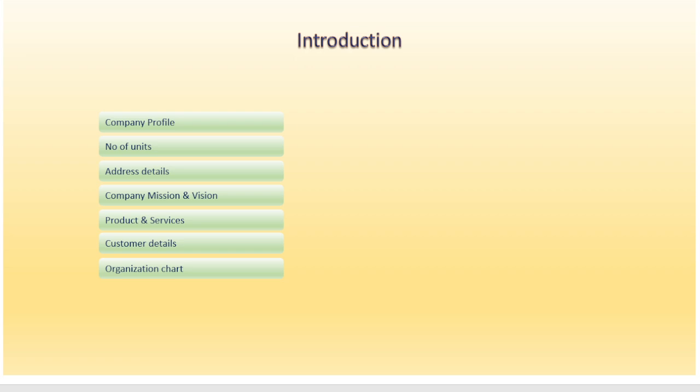Then of course the next page is the introduction. On the introduction page you can elaborate on the company profile, then the number of units. If you have 2 to 3 units, then you can mention that, along with address details of all the units. Then regarding company mission and vision, your top management has a vision about your company growth. Then details about your products and services, customer details also you can include, and finally the organization chart you can add in the introduction page.